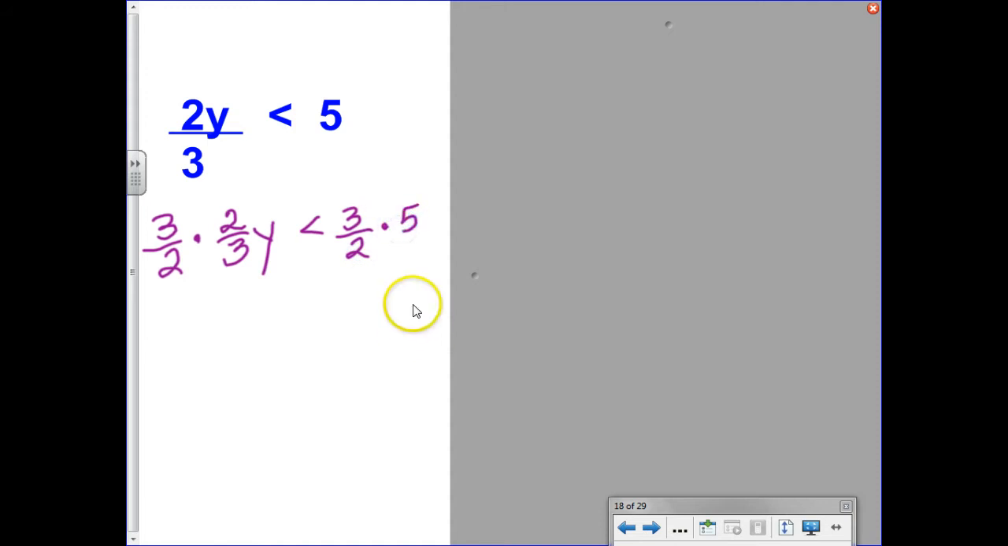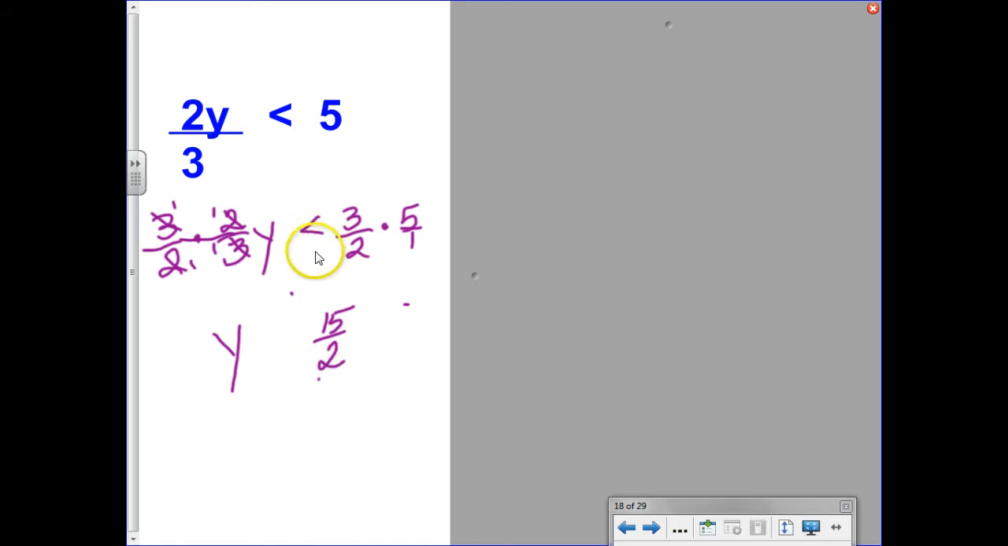Okay? Now, don't start crying. Don't start getting your knickers in a twist. Fractions are our friends. In addition, 3/2 times 2/3, anytime you multiply reciprocals, you end up with 1. That's why we picked the reciprocal, because I want a 1y. On this side, 3/2 times 5, well, this is 5 over 1. I get 15/2, or I could think of that as 7.5 if you want.